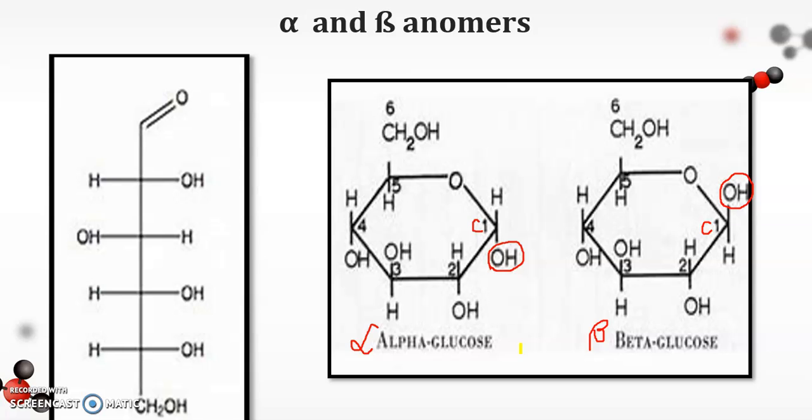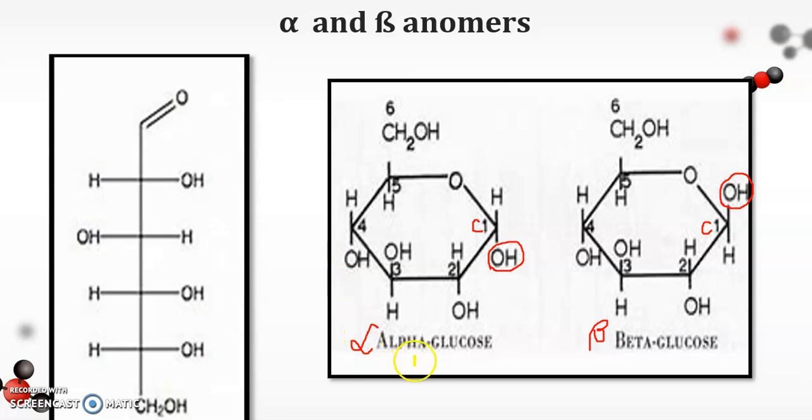This is an example of an alpha and a beta anomer. On the first picture, we will see the open structure. This is also called the Fischer projection structure. On the next picture, we will see the closed structure, which is also called the Haworth projection formula. The ones that are being encircled are the hydroxyl groups that are found on the carbon 1 atom of the pyranose ring.